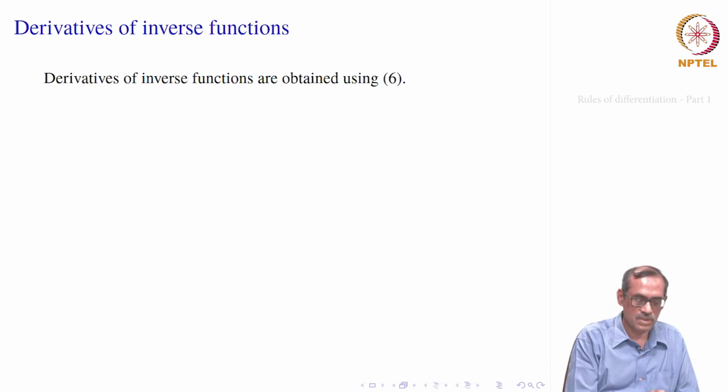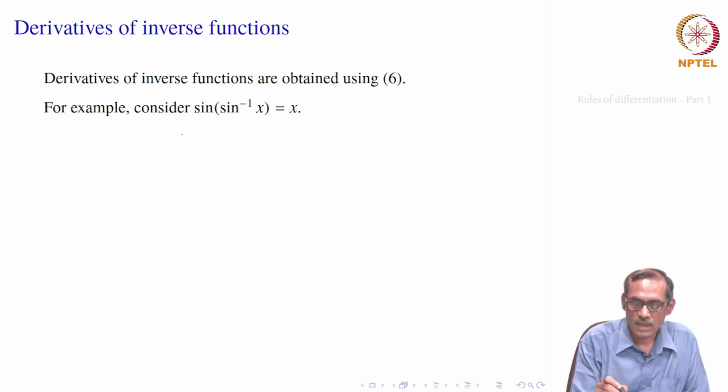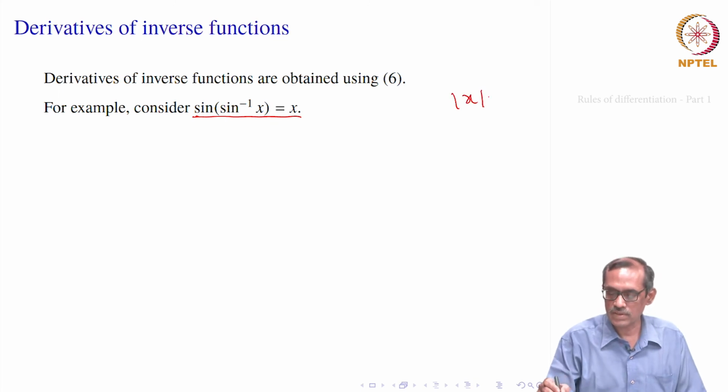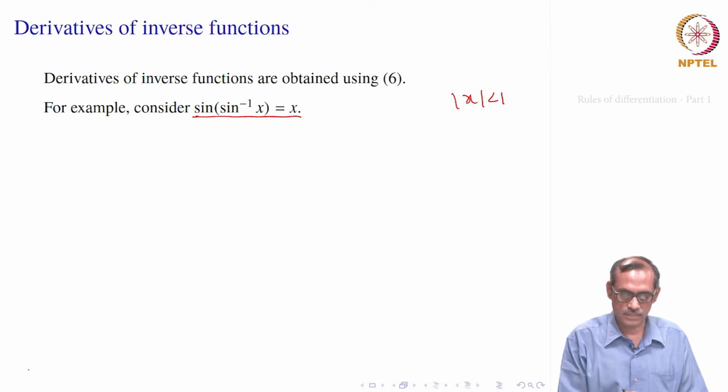Let us see how this sin inverse x we have obtained. In fact, all the inverse functions will be obtained that way. So, now for sin inverse x, we consider this equation, that sin of sin inverse x equals x for mod x less than 1, there only we are interested. Now, sin of sin inverse x equals x. So, we differentiate both the sides and apply the chain rule.